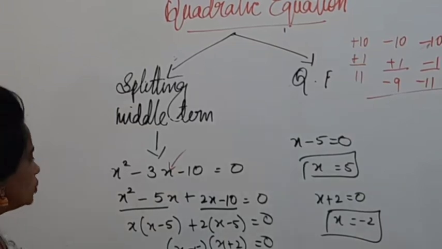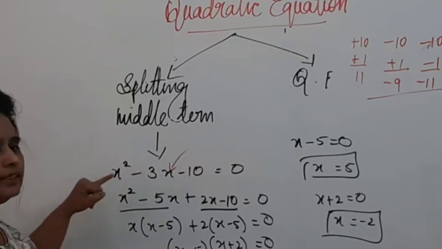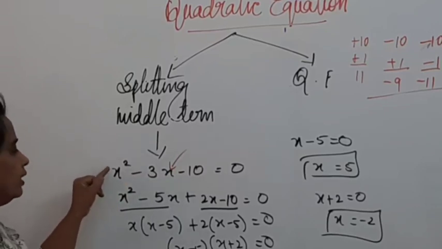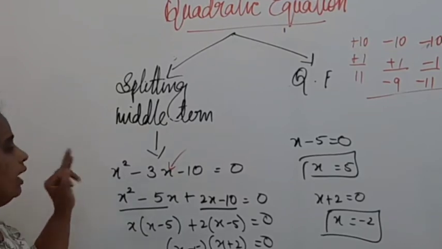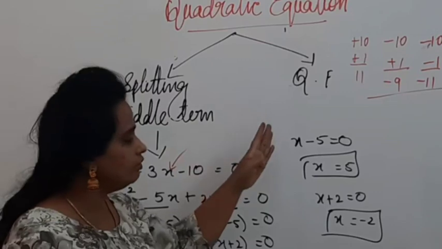So hope you understood. I told you there are a few steps. The first step is you understand whether it is a quadratic equation. Second step, check whether the coefficient of x squared is 1, and third, concentrate on your constant term. Go and find the factors.